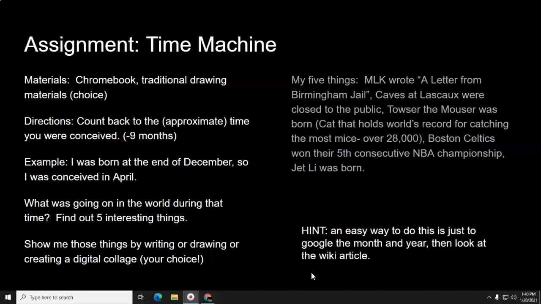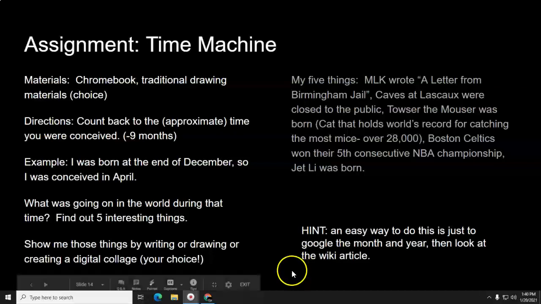And the Boston Celtics won their 5th consecutive NBA championship. And Jet Li was born. Jet Li, you might know him. He is a martial artist and an actor as well. Okay? That's it. If you have questions, text me or email me.